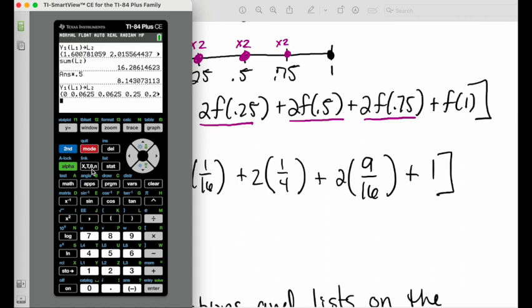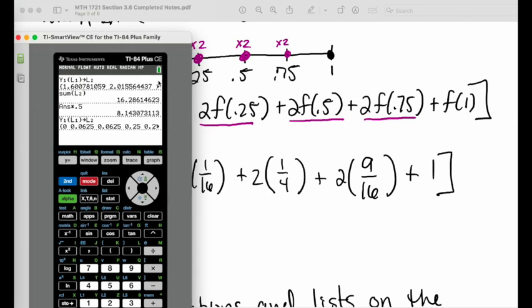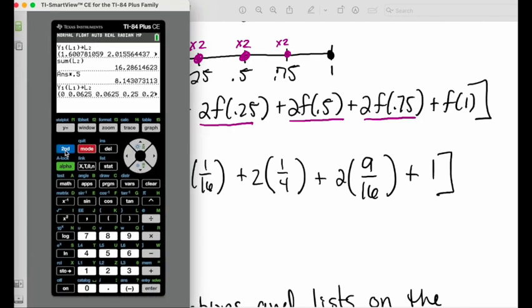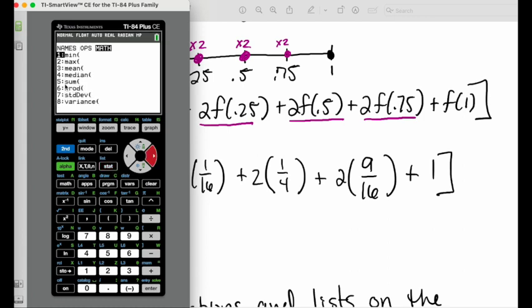So now I want to add all those up and multiply by 1/2 and 0.25. So I'm going to go to second stat to access my list menu. I'm going to go over to math and choose sum.